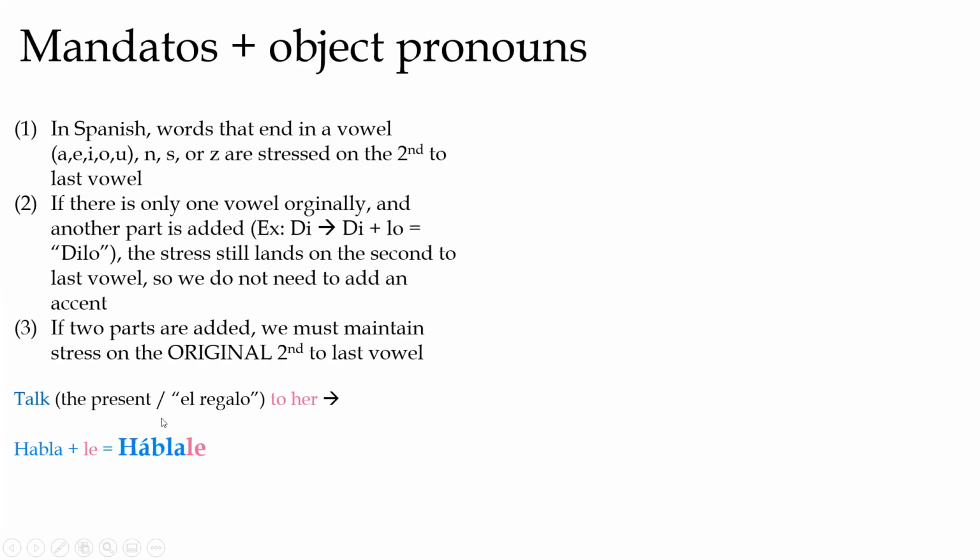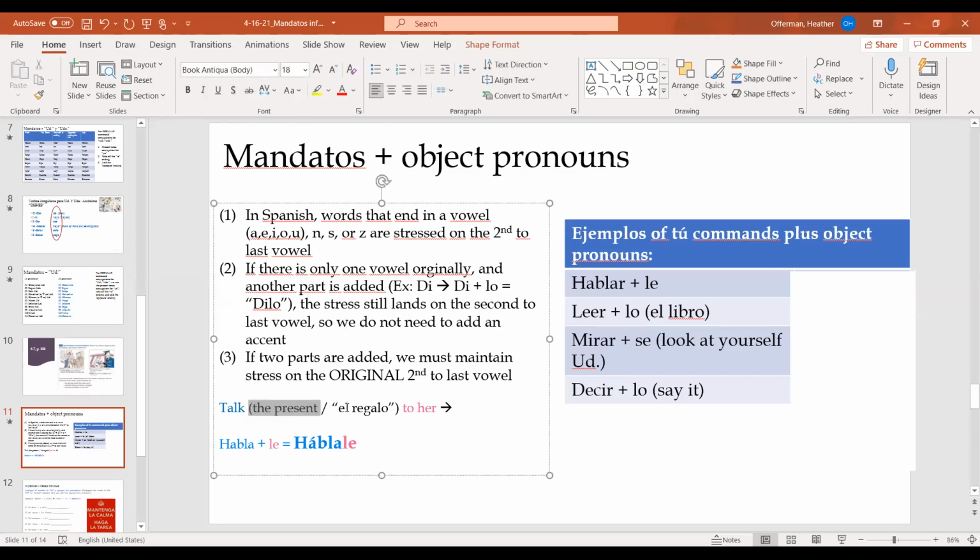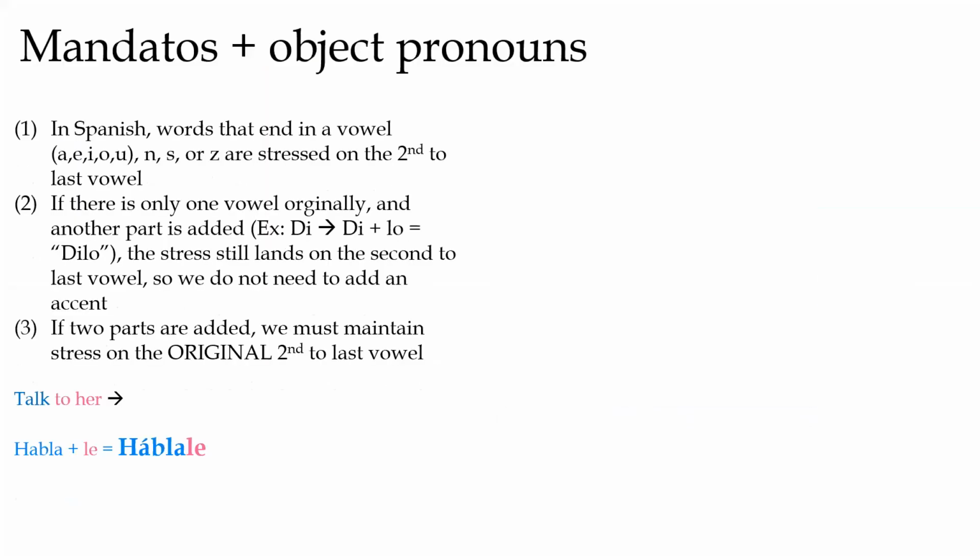Okay, so let me edit a couple of things here. So if we have this here that says talk to her. Okay, so we need habla, and then to her. Hablar takes the indirect object pronoun le, because you're always going to be talking something to her, right? So we have to use habla and le.